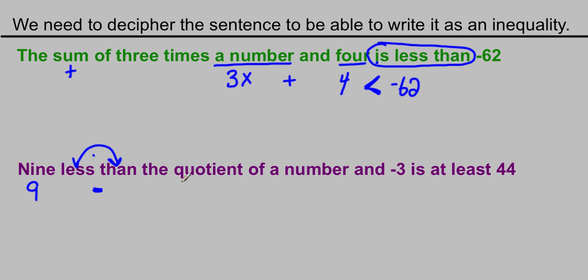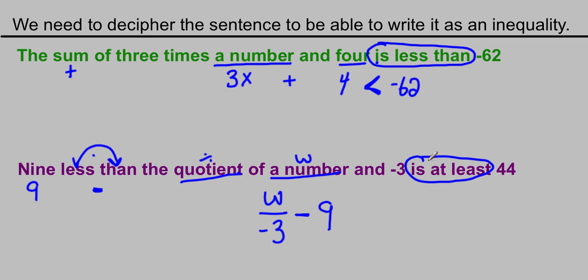Then the rest of it says the quotient, well, that means we're going to divide, of a number, let's call it w, and negative 3. So that means we have w divided by negative 3. We have 9, and we want to subtract. But less than tells us that we want to flip-flop them. So instead of 9 minus w divided by negative 3, we're going to do w divided by negative 3 minus 9. Less than is the only time you're going to flip-flop this first piece, and it's going to become the second part. And then is at least.